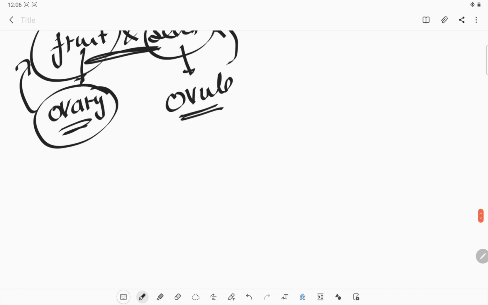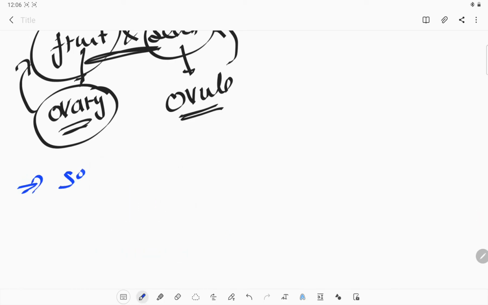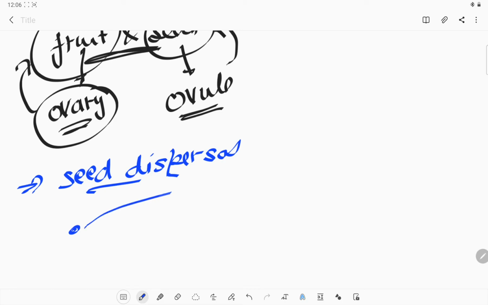Now what happens after fertilization? What do we require after fertilization? We require the seed dispersal process. What is that? If we take a seed from one place to another place and grow that plant there, that is seed dispersion. The transfer of seed from one place to another is known as seed dispersion, which is very important.